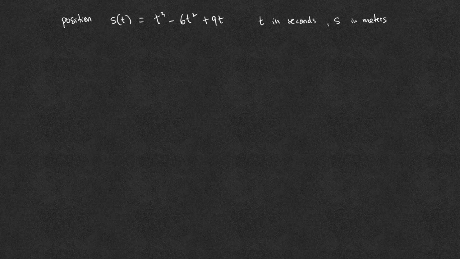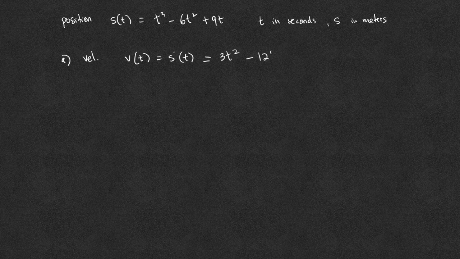The position of the particle is given by the function s of t equals t cubed minus 6t squared plus 9t, where t is measured in seconds and s in meters. The velocity at any time t is the derivative of the position. The derivative of the position is therefore 3t squared minus 12t plus 9, where we use the power rule for each of the terms using derivative shortcuts.